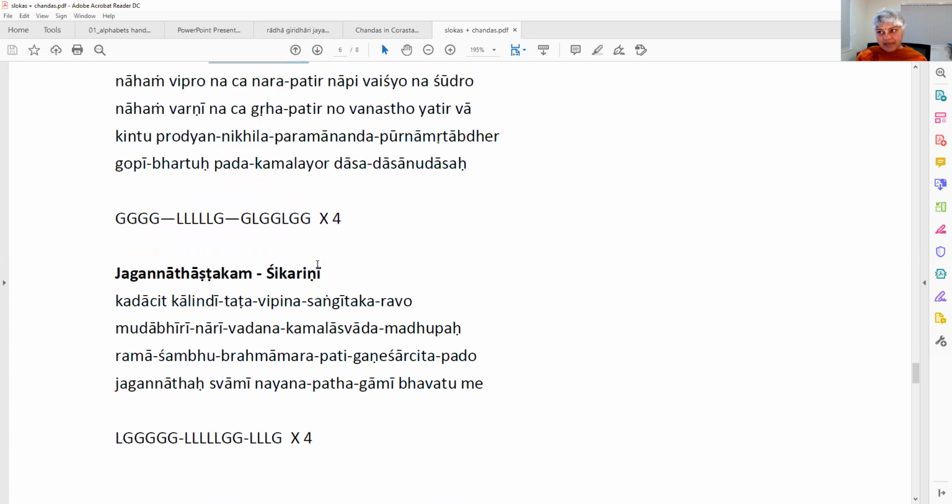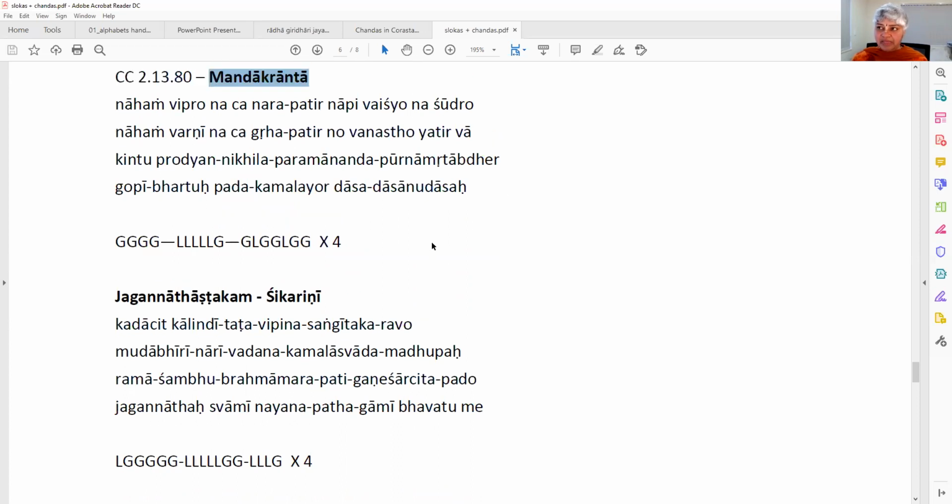Then the same 17 syllables, we have the Jagannatashtakam, which is in a verse called Shikharini. Now this one, if we try singing it in the other tune of Mandakranta, it doesn't quite work. Let's give it a try. Kadachit kalindi tata vipina sangeeta karavo. It doesn't really fit in.